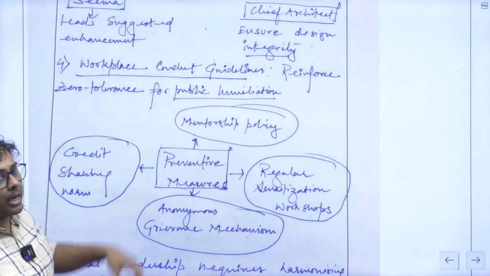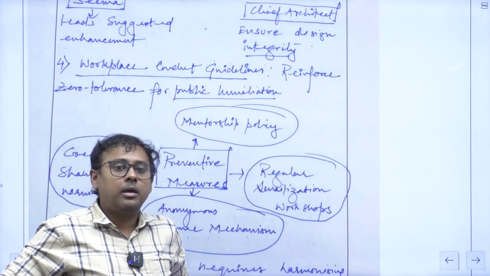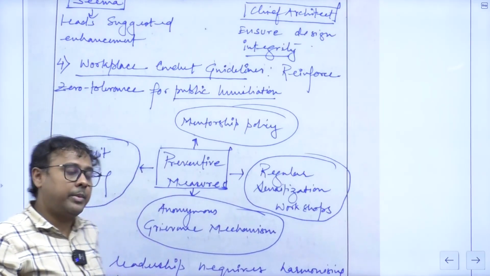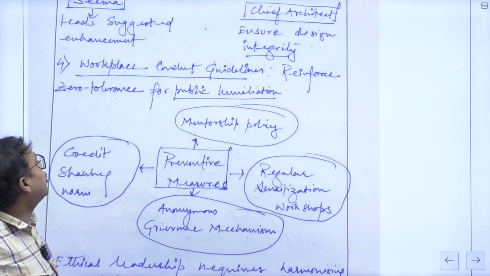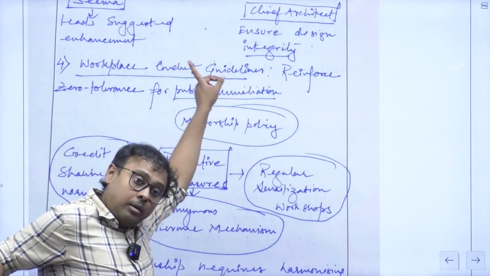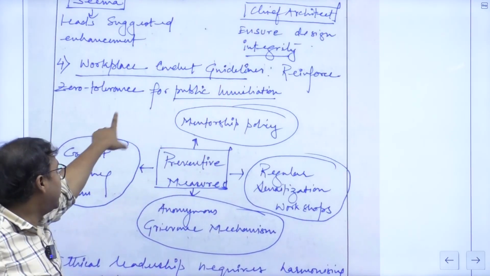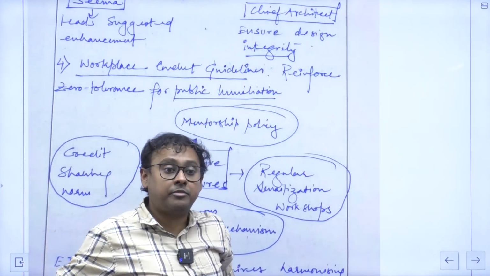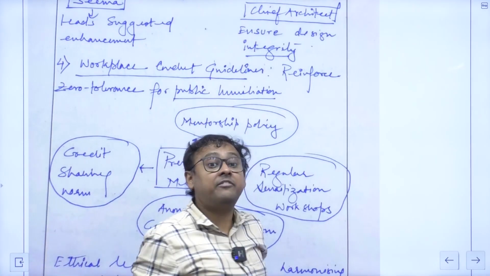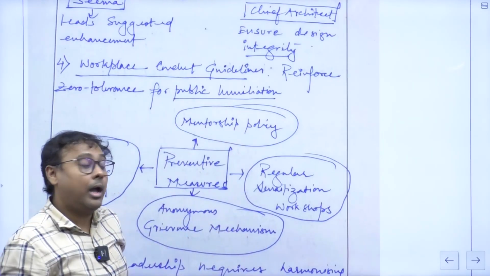Here we can mention some of the key terms like ICC. You have heard about ICC? Internal Complaints Committee. Here, workplace conduct guidelines: reinforce zero tolerance of public humiliation. Going back to the case, public humiliation has been mentioned. Here I have not mentioned it, but we can mention that if ICC is not present or functioning, we have to create ICC. If ICC is functioning, we have to ensure that it is functioning properly.